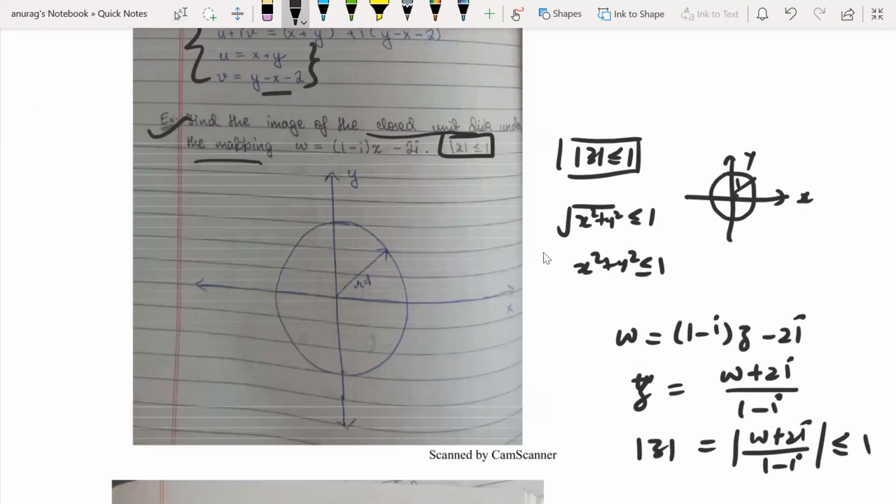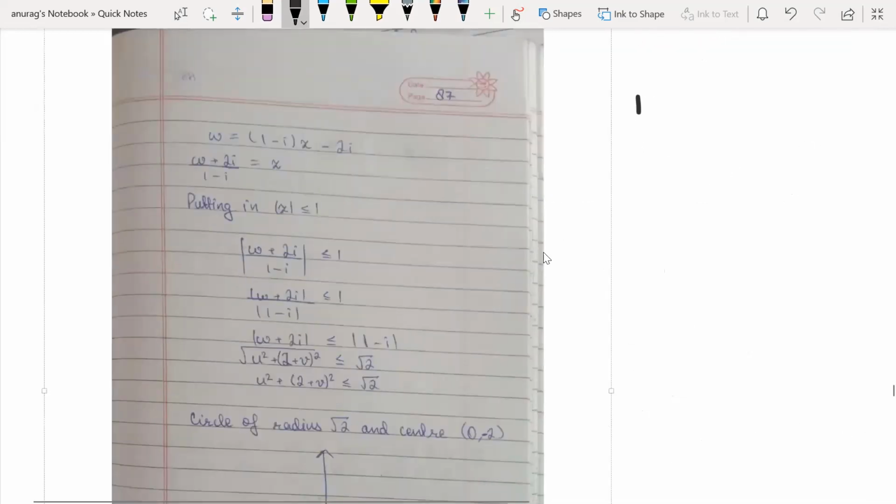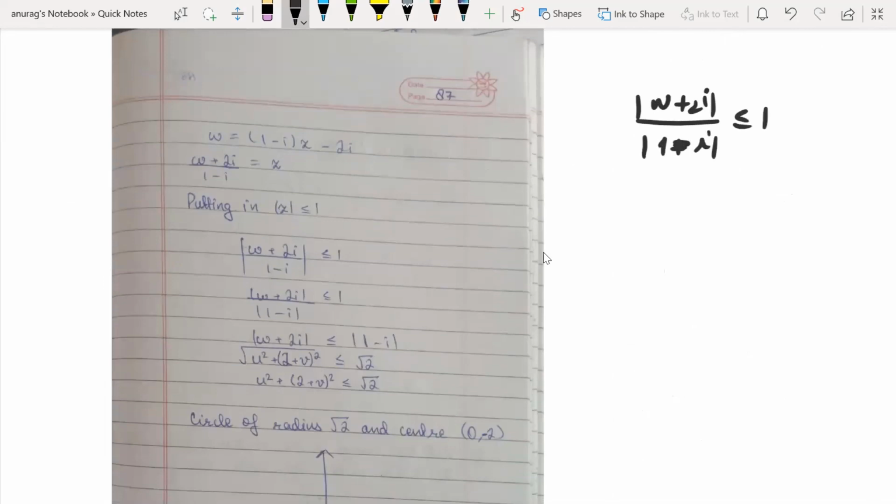So can you tell me what is mod of z1 over z2? Yeah, mod of w1 over w2. I told you in the first lecture it is mod w1 over mod w2. So you can separate the mod also. So it will become mod of w plus 2i over mod of 1 minus i less than equal to 1. So mod w means u plus iv plus 2i over mod of 1 minus i less than equal to 1.